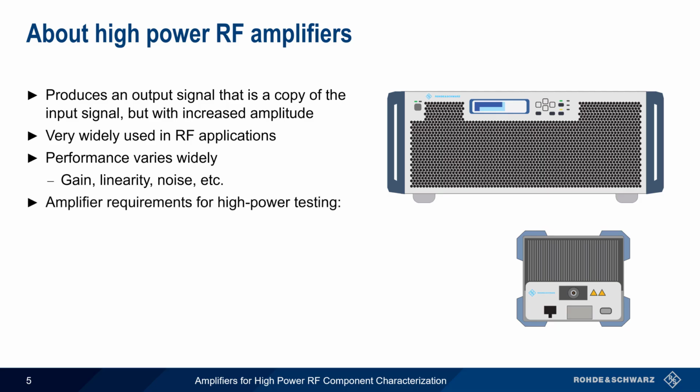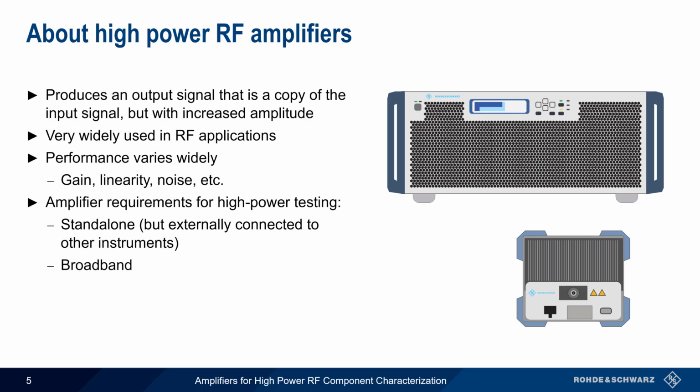In the case of amplifiers used for high-power RF component testing, there are 4 general requirements. First, the amplifier should be a standalone device, which is externally connected to other instruments, such as signal generators or VNAs. The amplifier should be broadband, or be able to operate over a wide frequency range. And it should be able to produce a relatively high output power. It also should have a high VSWR tolerance. That is, it should be able to withstand high levels of reflected power. We'll talk about all of these in more detail later in this presentation.